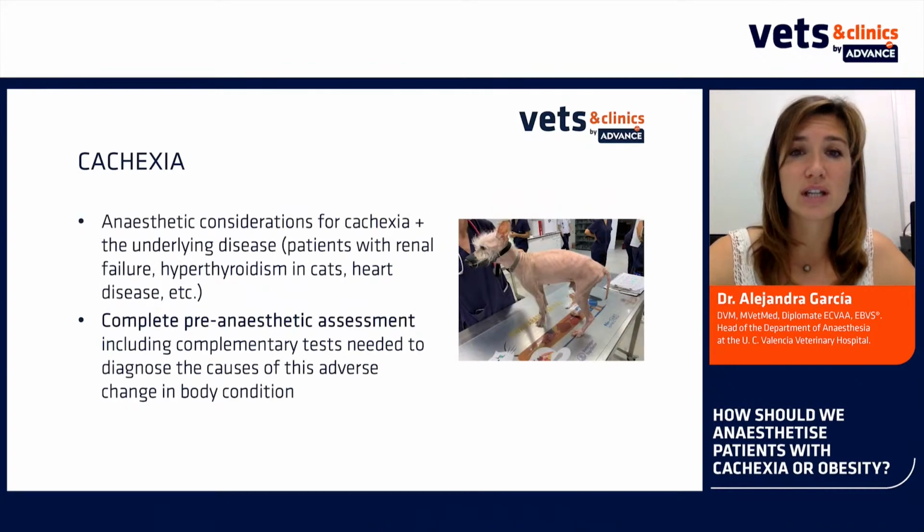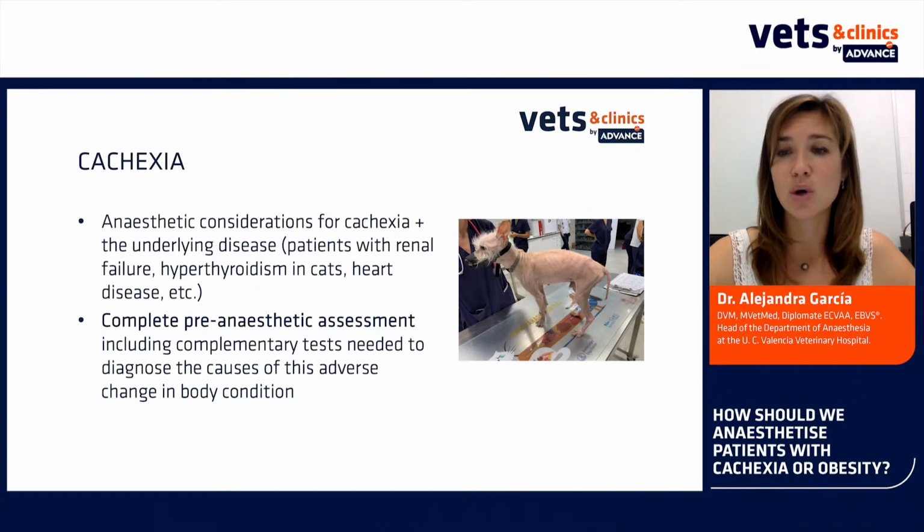The anesthetic considerations for cachexia have to also include the underlying disease. Not only that my animal is very thin and cachectic, but also we need to look for the underlying disease that is causing this. Basically, we have to check for patients with renal failure, hyperthyroidism, heart disease, and all the causes that we have spoken about. So it's really, really important to have a complete pre-anesthetic assessment, including complementary tests needed to diagnose the causes of this adverse change in the body condition. So the pre-anesthetic assessment is really important and must be complete.